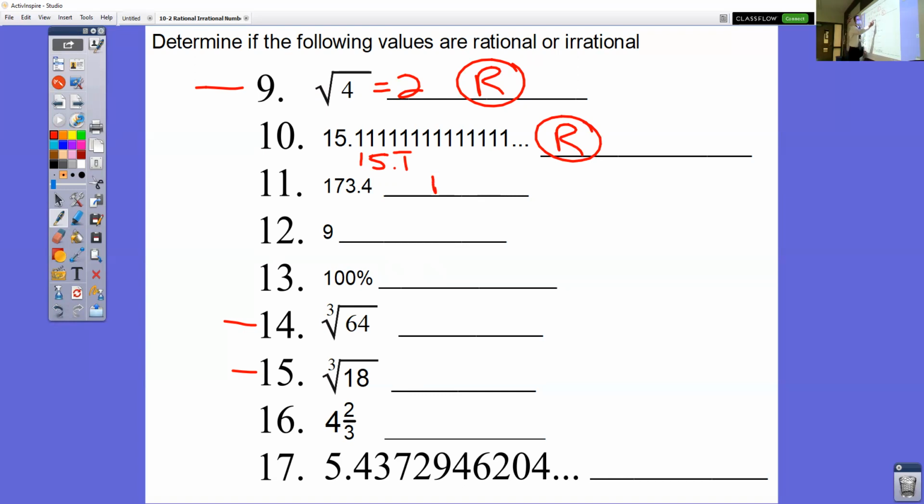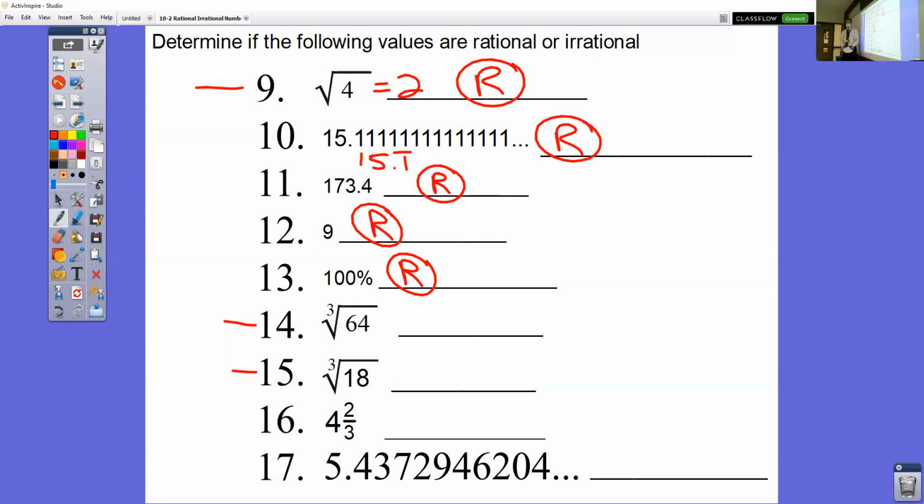173.4, it is a terminating decimal. It stops, so it is rational. Number 12 is 9. 9 is an integer. It is rational. Any type of number that stops like that, automatically rational. In question number 13, any type of percent is automatically rational. As soon as you see that percent sign, automatically rational.